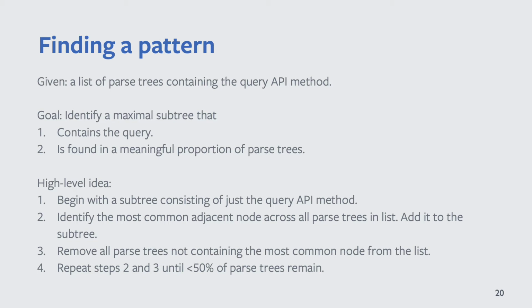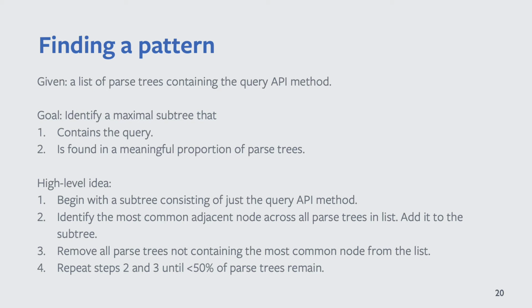We do this by first starting with a subtree consisting of just the query API method. For each parse tree in our list, we look at the adjacent nodes, meaning every node that is a parent or child of any node in the subtree. We identify the most common adjacent node and add it to the subtree. We then remove all parse trees not containing the most common node from our list.